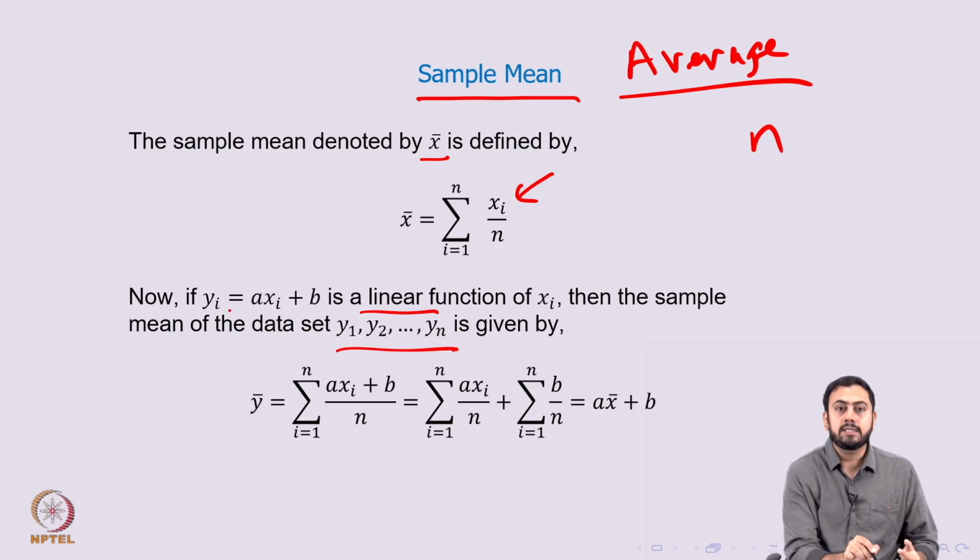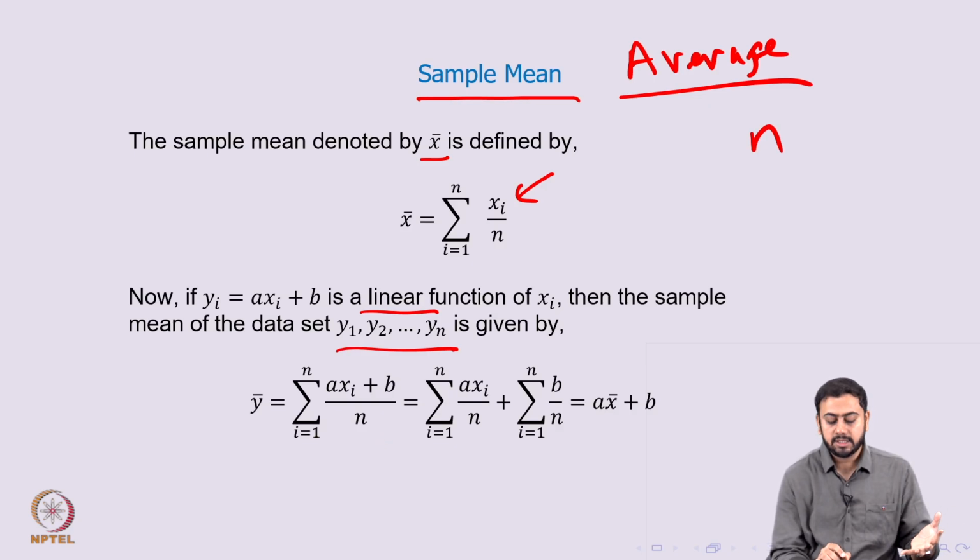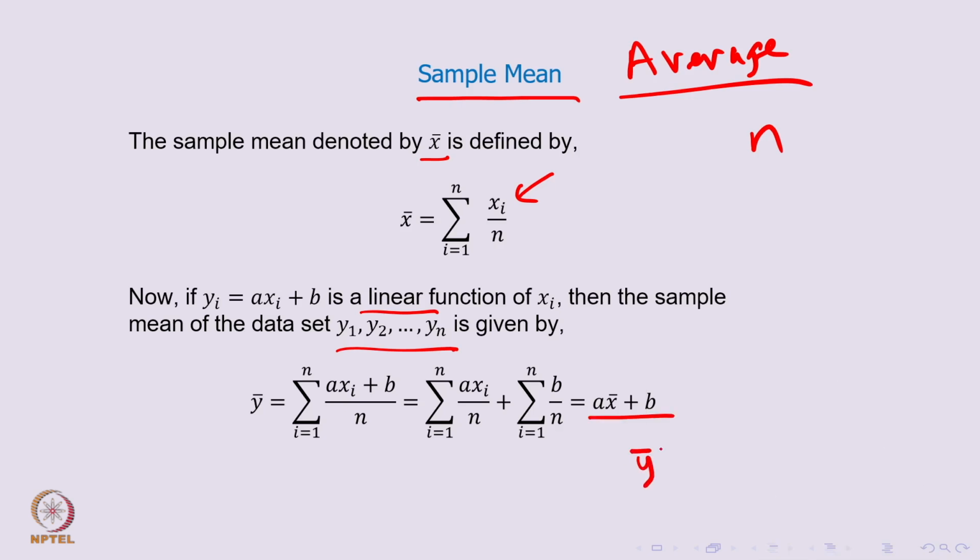Now if you transform xi using a linear function, something like a xi plus b, then the sample mean of this data, y1, y2, y3 all the way up to yn, is given by y bar, which, if you apply the formula blindly, is summation of a xi plus b divided by n. Here I can bring out a few constants, bring in the summation sign, play around with the summation and the linearity aspect, and ultimately get this. So this is a property: y bar equals a x bar plus b.